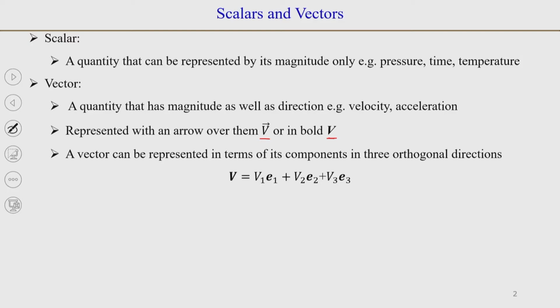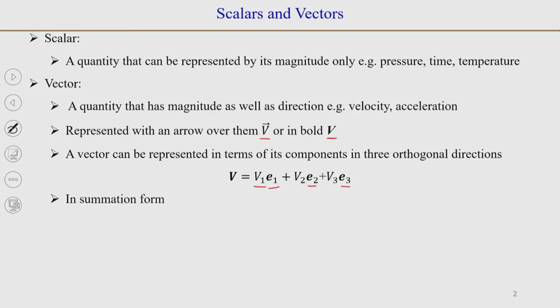Now, if we take the unit vectors along the three directions as e1, e2, e3, so the three orthogonal directions, they can be x, y, z or r theta z, then we can write the velocity components as v is equal to v1 e1 plus v2 e2 plus v3 e3, where v1 is the component along direction 1 or along the direction e1, v2 is the component along direction 2, e2, and v3 is the component along the direction 3.